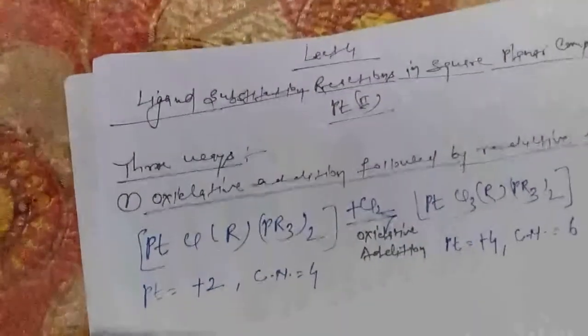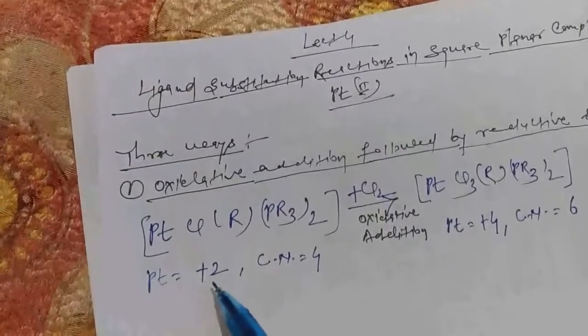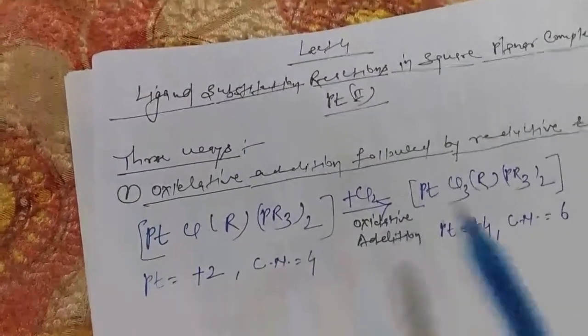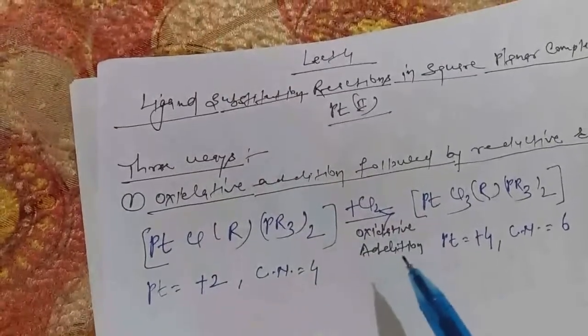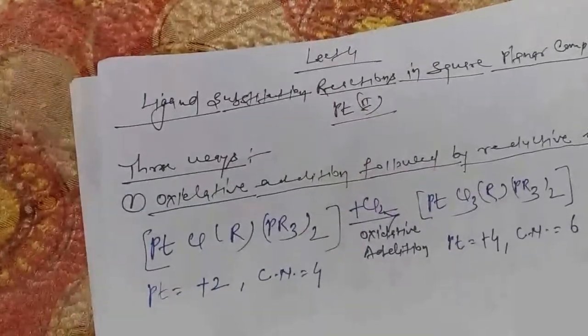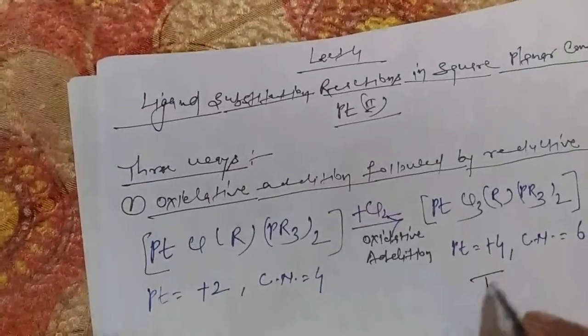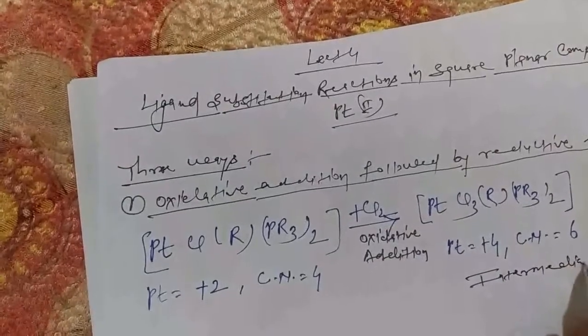Coordination number is 6. So this is what addition reaction and oxidation is, because the oxidation state is converted from +2 to +4. So this is what oxidation is. That is why this reaction is called oxidative addition. Okay, so this is nothing but your intermediate.